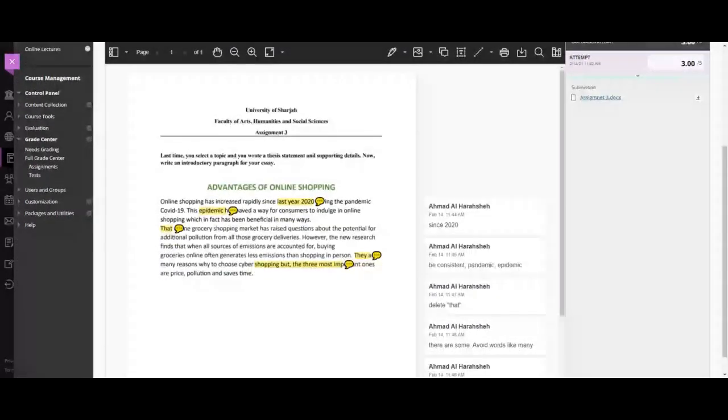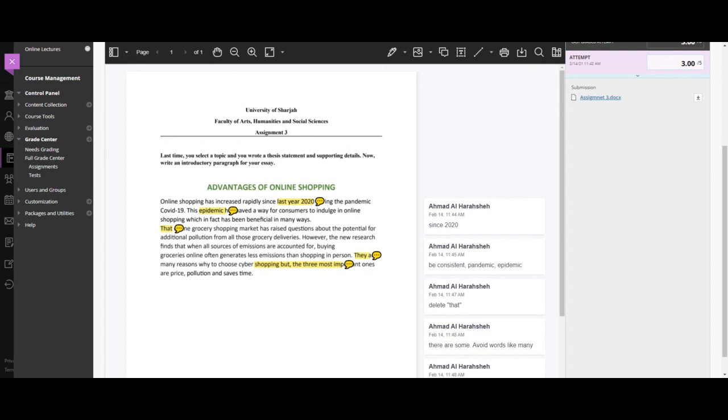Advantages of online shopping. Online shopping has increased rapidly since last year, 2020, during the COVID-19 pandemic. Here, since 2020, right? Or since 2020, mistake.